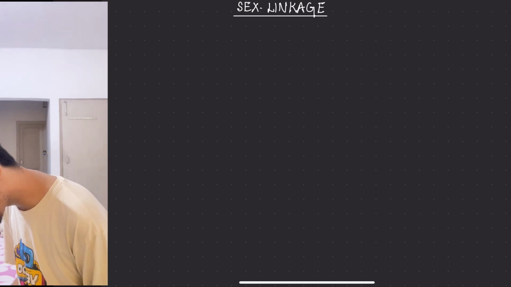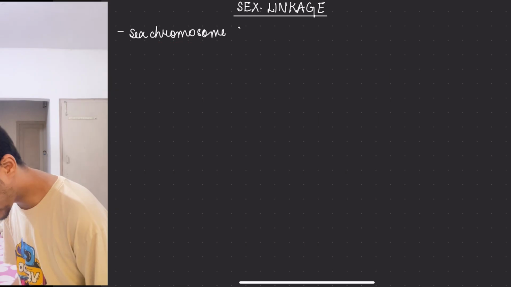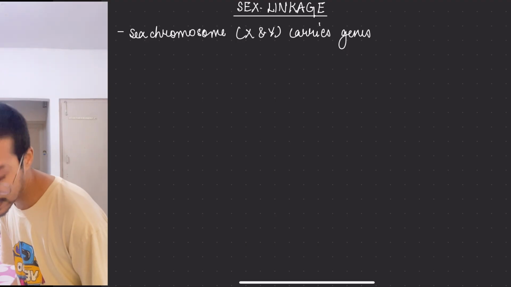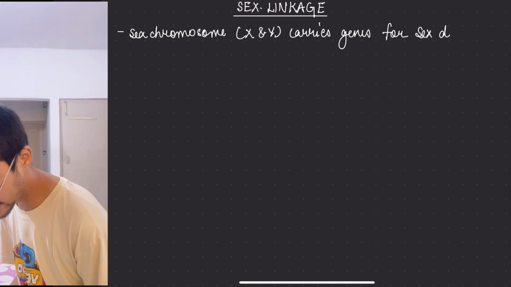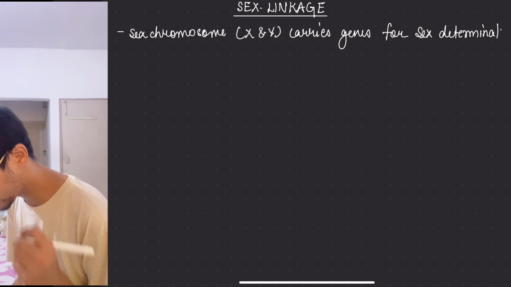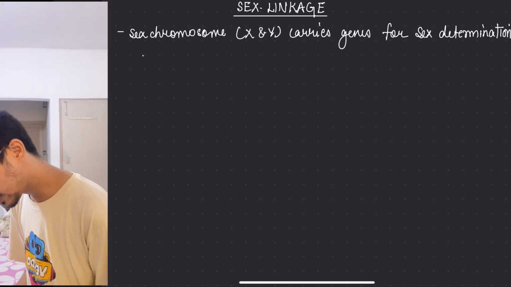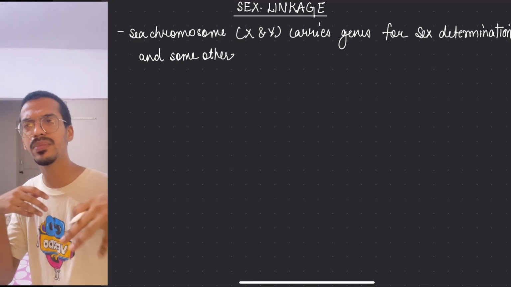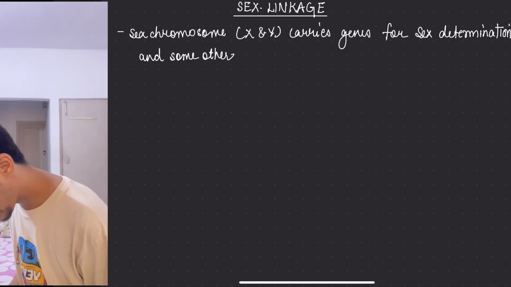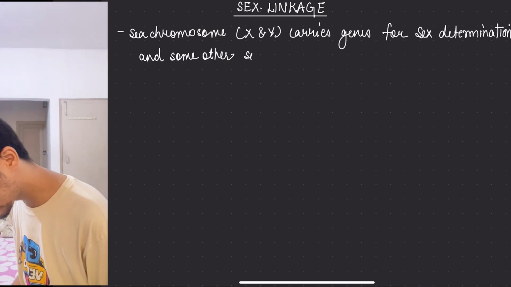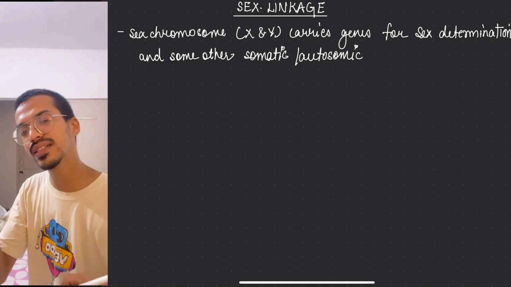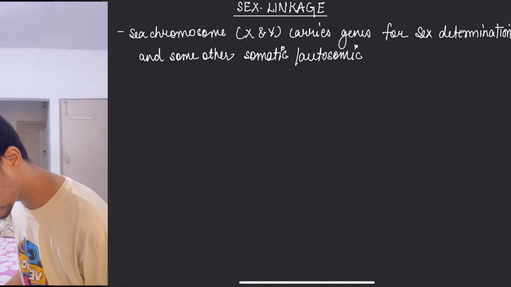Okay, so the sex chromosomes X and Y carry genes for sex determination. And some other genes also, which are for the somatic character or vegetative character, maybe like the eye color or something like that. Some other somatic characters are also called autosomic, and sex characters are known as allosomic. Okay, so autosomic characters.